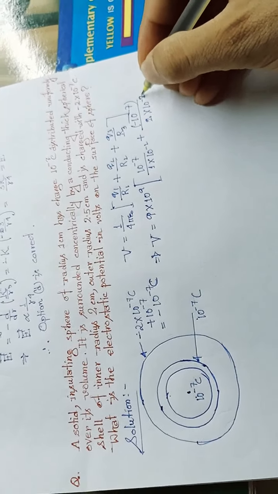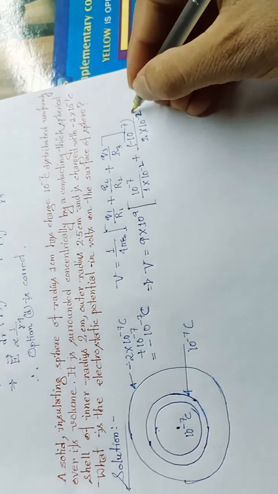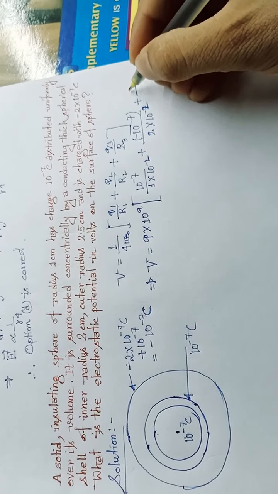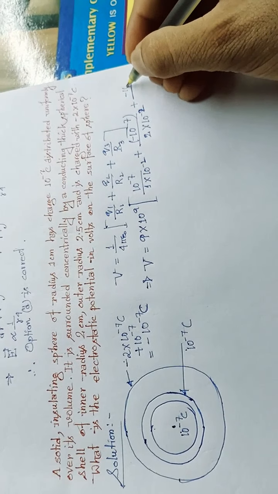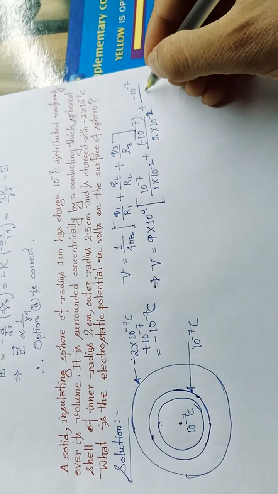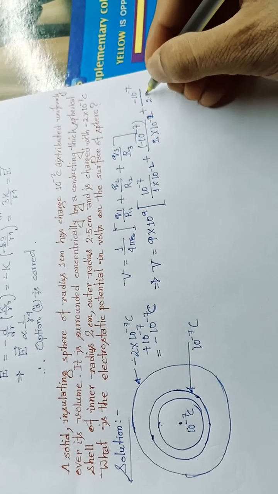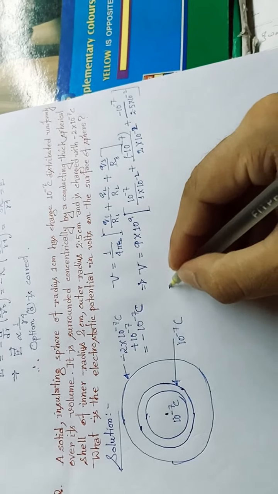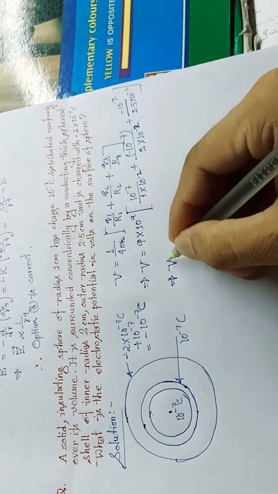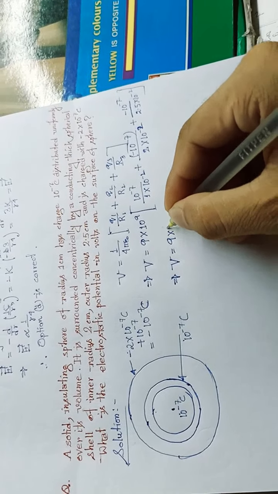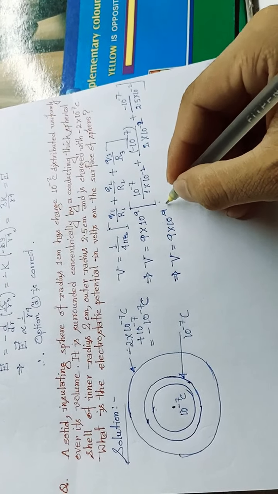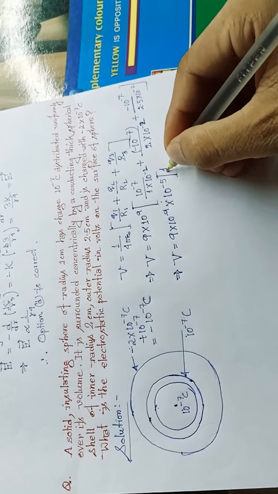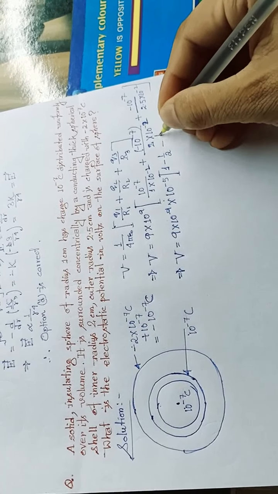and again the charge on the third sphere or net enclosed charge is minus 10 to the power minus 7, and its radius is 2.5 into 10 to the power minus 2. Therefore we can say our net potential will be 9 into 10 to the power 9 into 10 to the power minus 5 multiplied by 1 minus half minus 1 divided by 2.5.